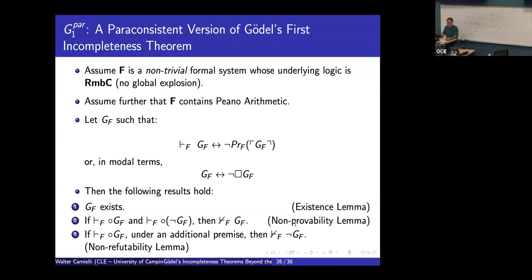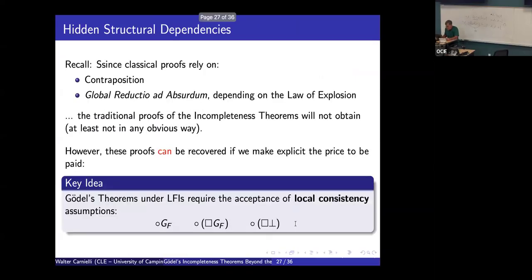But sorry, when result 1 says GF exists, the proof is by diagonalization. It needed to exist, you do not know what it is. It's a diagonalization name, completely existential. Okay.